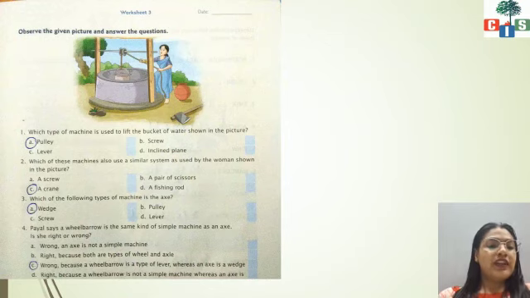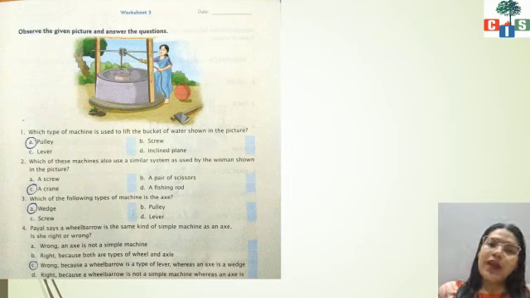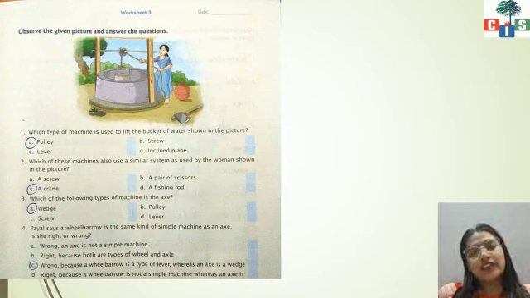Which of the following type of machine is an axe? So you can see in the picture beside the pot there is an axe, and this is an example of a wedge. Yes. Now the fourth question is, Payal says a wheelbarrow is the same kind of simple machine as an axe. Is she correct? No, she's not correct. It is wrong because a wheelbarrow is a type of lever. Wheelbarrow is an example of a lever, whereas an axe is an example of a wedge.